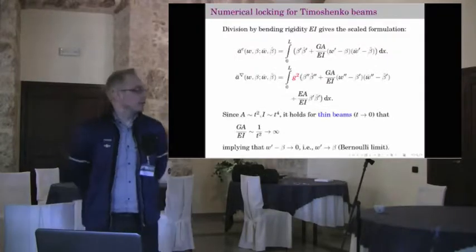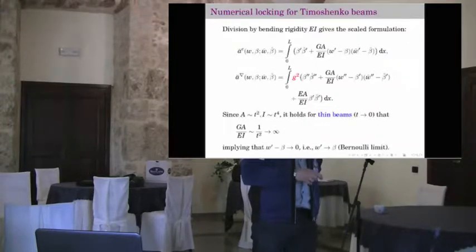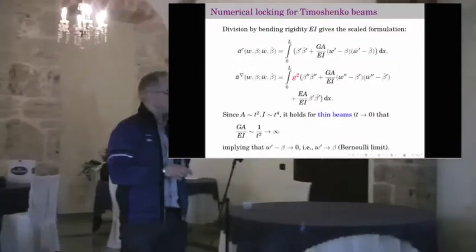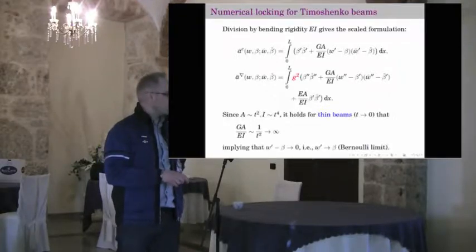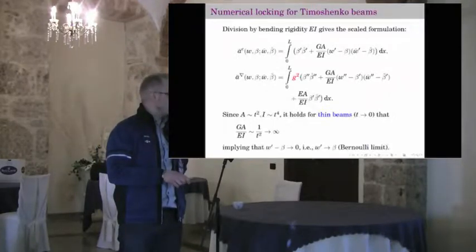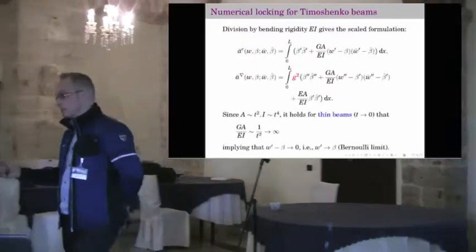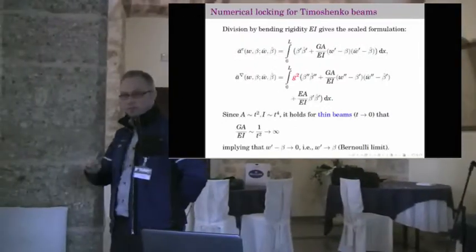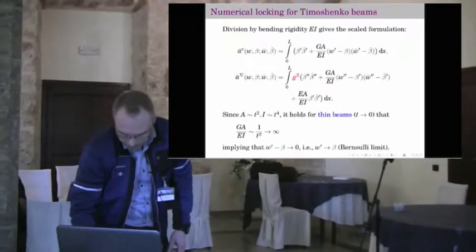And here I shortly explain it. If we scale by EI, then you can see that we have this factor in front of these shear terms, or in front of the shear energy. And of course, because they are of different order with respect to t, which is thickness, then in the limit of thin beams we will get locking. This is quite well known in numerical analysis or even in engineering books.